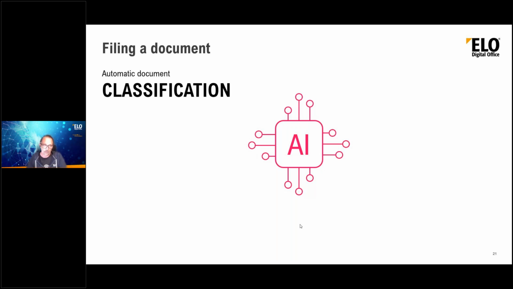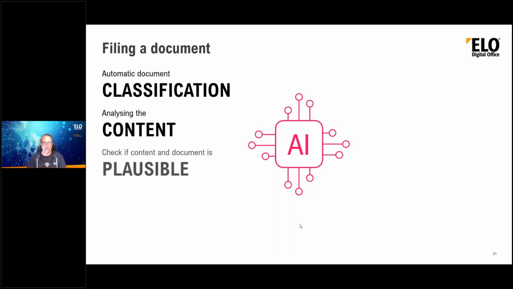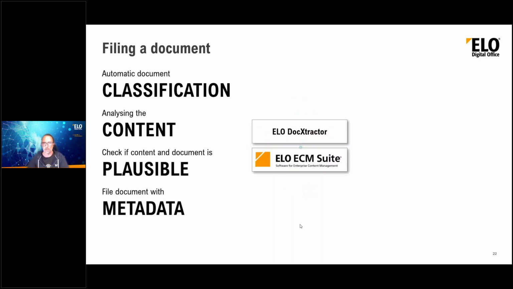It can analyze the content, and it can check if the content and document is plausible. So if the content fits to the document, if the document is an invoice or a contract or something else, is some information missing? I can compare it with existing information, and then I can say, okay, that's an invoice which has this order number, it belongs to this order, values fit, it's okay. And then you can file the document with the metadata, and then you can start the process.